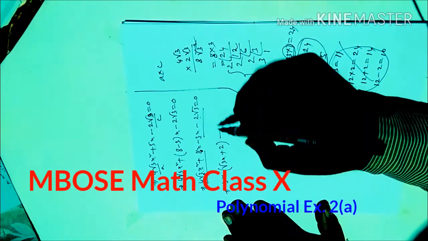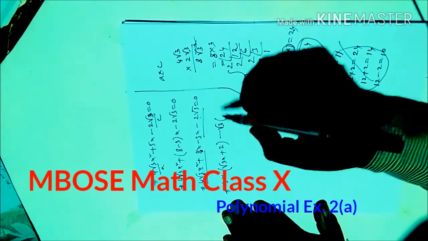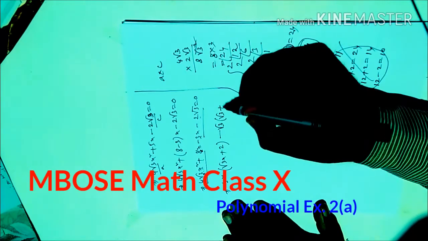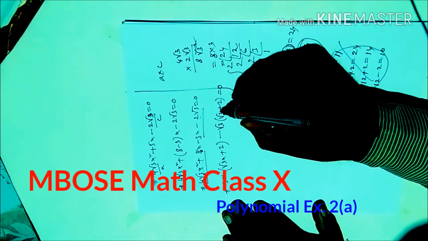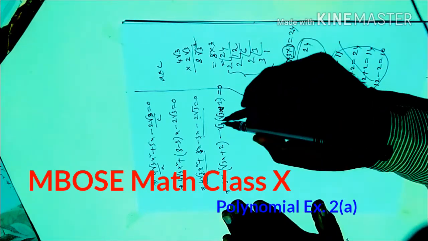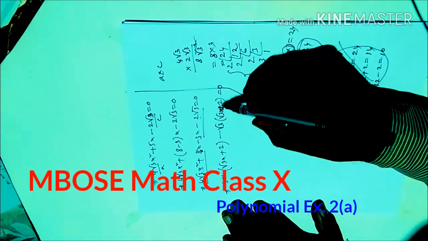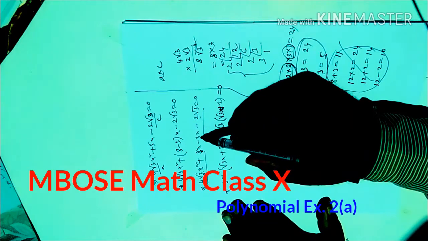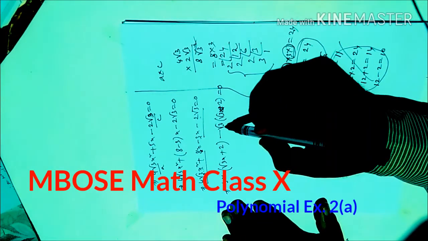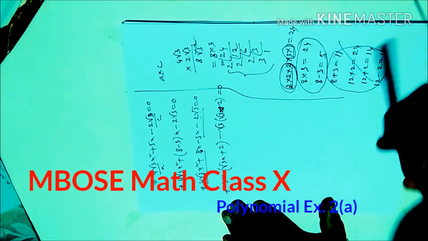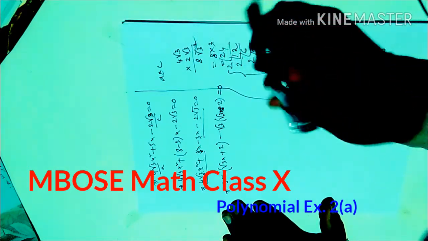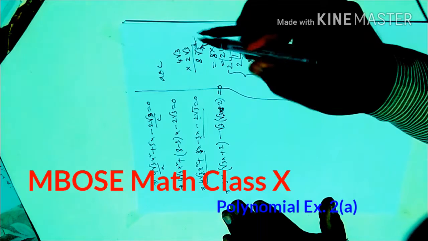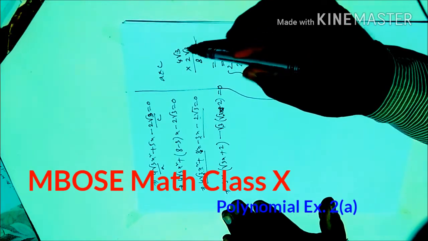Then here 3 means root 3 is common. So root 3 plus 2. Oh sorry, here x, then equal to 0. Yes, this one is x. Okay, root 3 x plus 2. Why did I write root 3 and root 3 here for 3? Just now I showed: 3 means root 3 square.